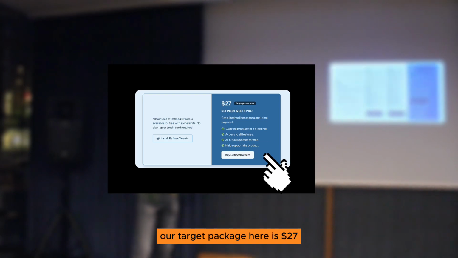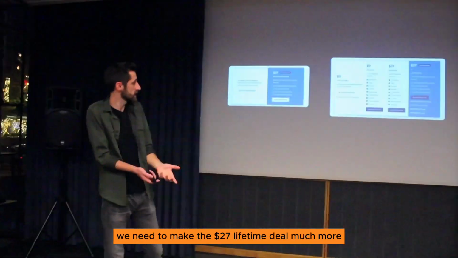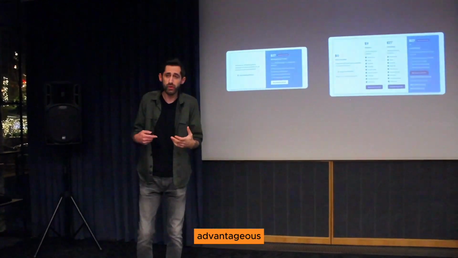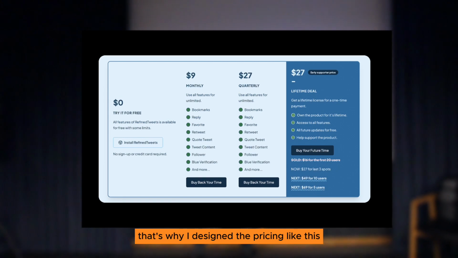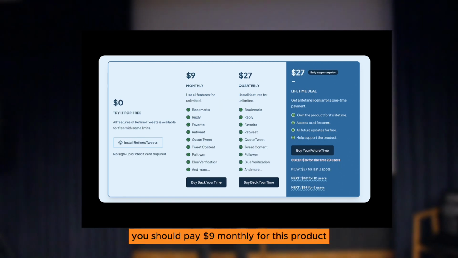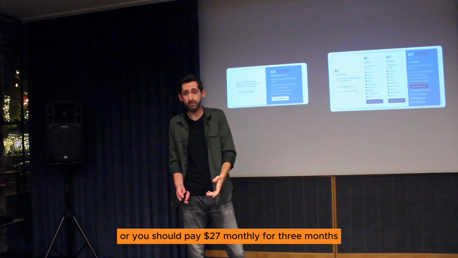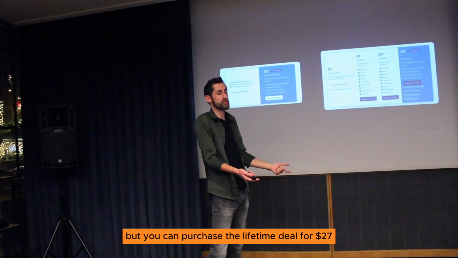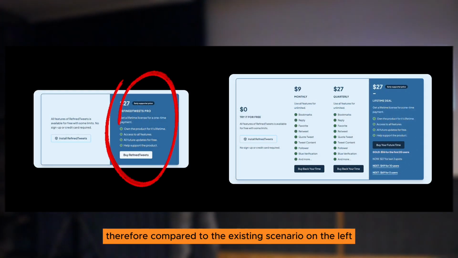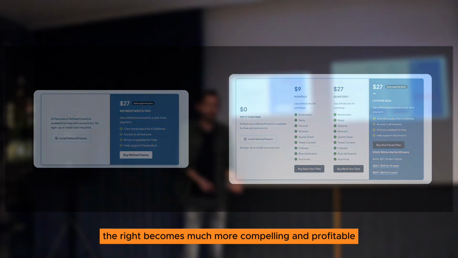Our target package here is $27. We need to make the $27 lifetime deal much more advantageous. That's why I designed the pricing like this. You should pay $9 monthly for this product, or you should pay $27 monthly for 3 months, but you can purchase the lifetime deal for $27. Therefore, compared to the existing scenario on the left, the lifetime option on the right becomes much more compelling and profitable.